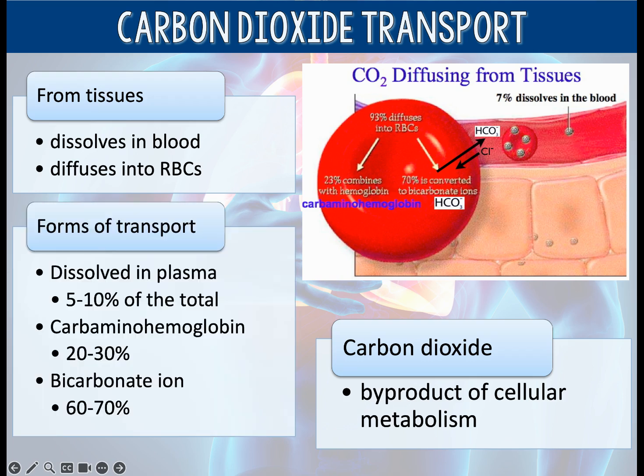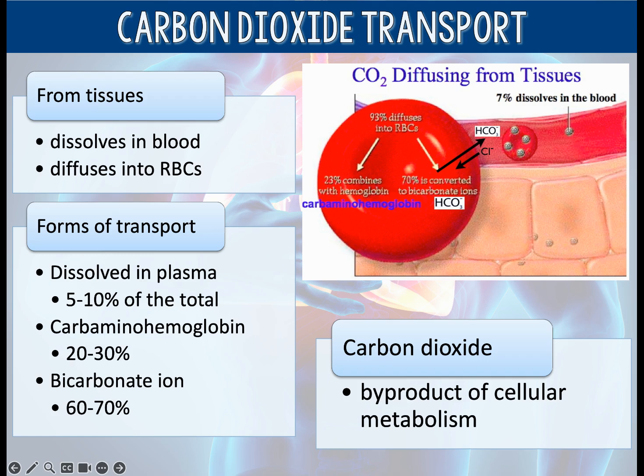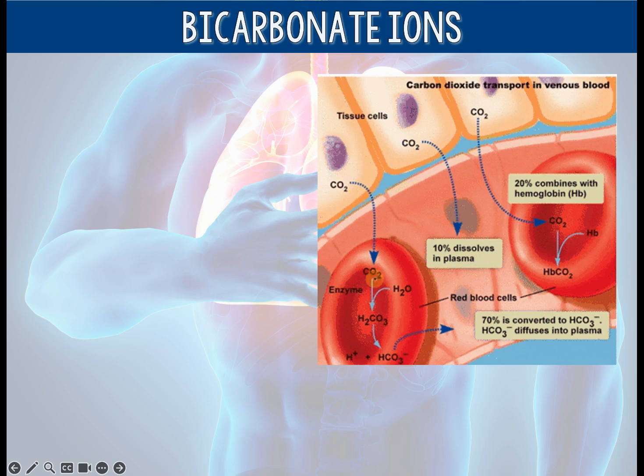It is dissolved in plasma. If you can see in the picture there, it's 7%, but it's 5 to 10% of the total carbon dioxide that dissolves in the plasma. It is transported as bicarbonate, 60 to 70% of it, and as carbaminohemoglobin, and 20 to 30% of the CO2 is transported in that manner. The greatest bulk of CO2 transport is the bicarbonate form. The most important of these is the bicarbonate ion.